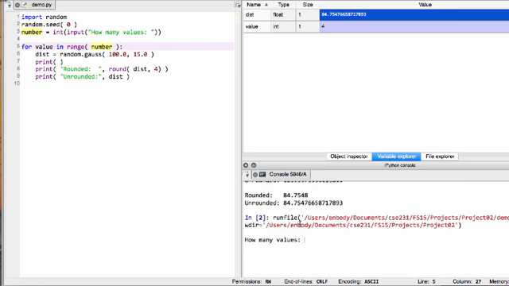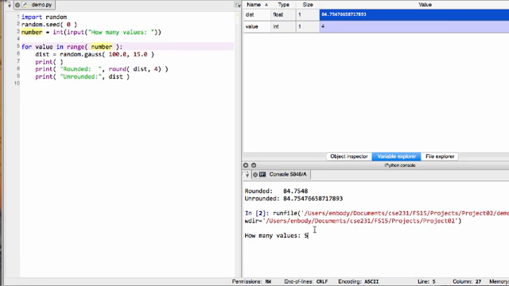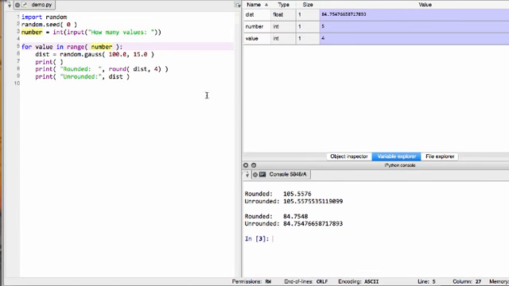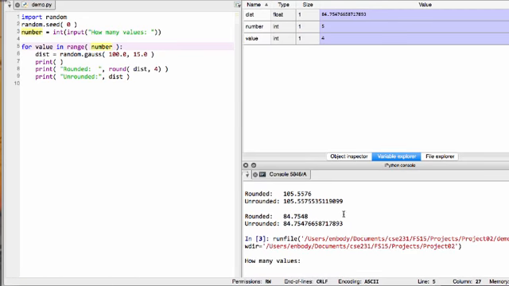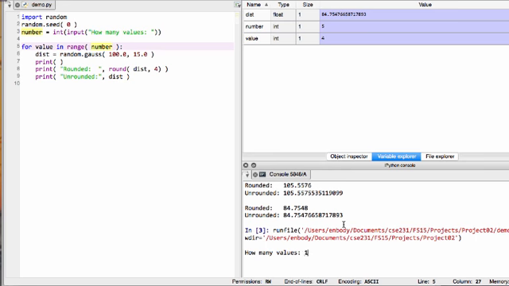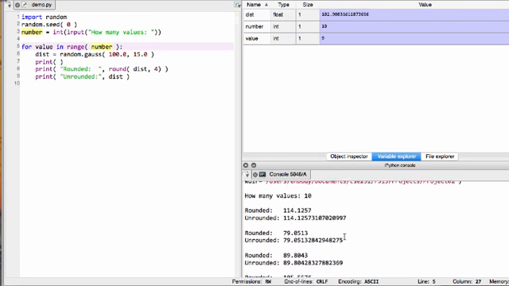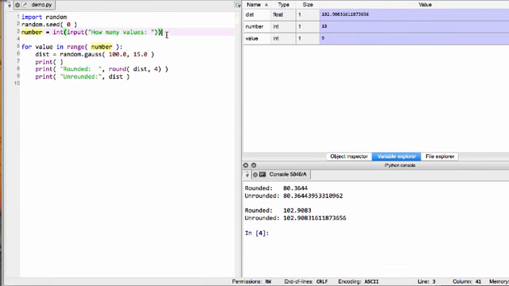Okay, so this time when I run it, if I give it 5, we can see that it prints out 5 values. If I gave it a 10, now if we count those up, yep, there's 10 values there. So there's a way that we can use input to generate how many values there are.